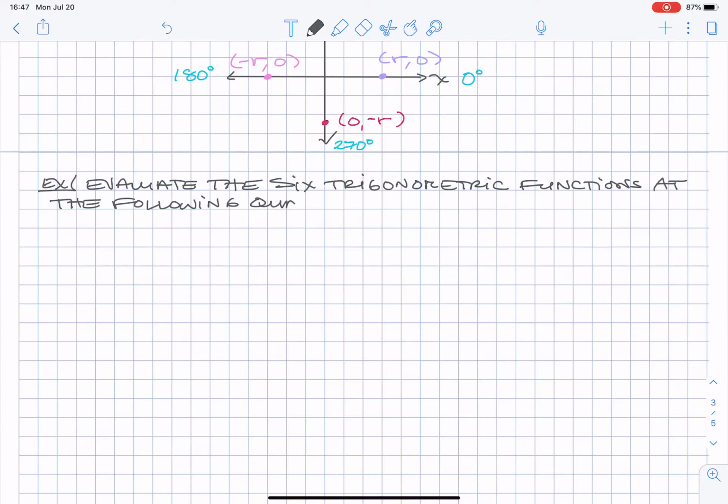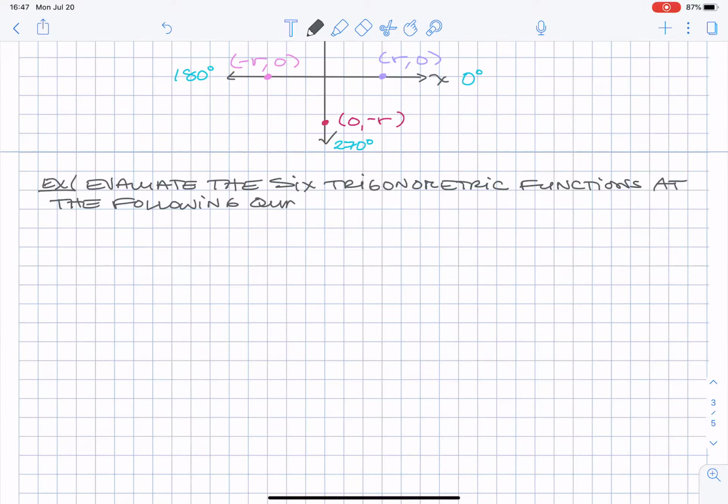However, cosecant, which is a reciprocal to sine, because sine begins with an S, so its reciprocal cosecant begins with a C, well, that's going to be r over y, which is going to be r over 0, and thou shalt not divide by 0. So the annotation for this is DNE, meaning does not exist. Thou shalt not divide by 0.